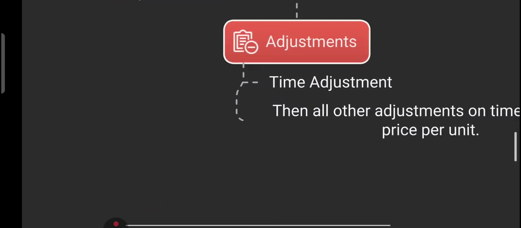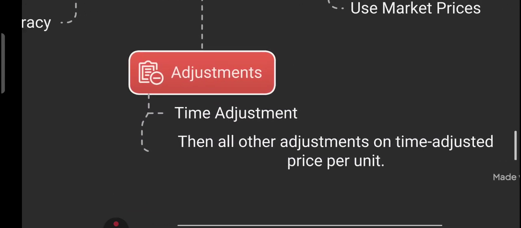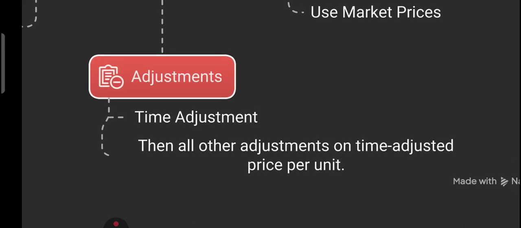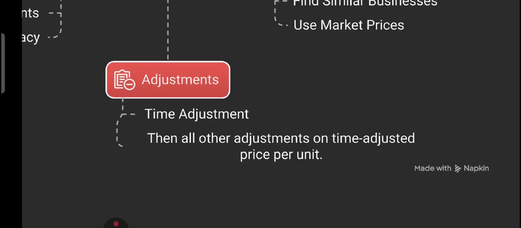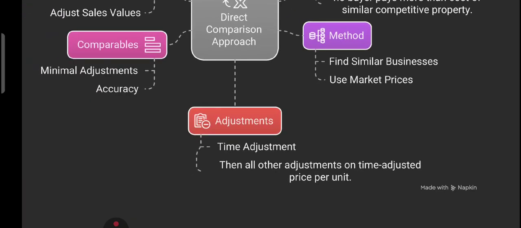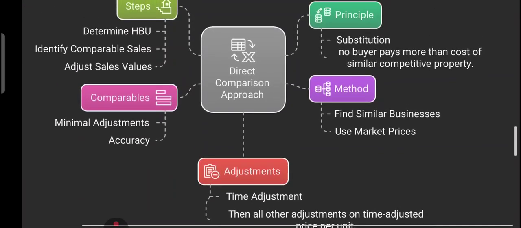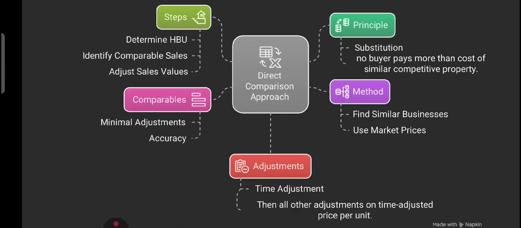And if you talk about the adjustment, what is the adjustment? First, perform a time adjustment, meaning aligning an old sale to the current value. Then apply any other necessary adjustment, but always adjust on a per unit basis. So in this valuation, the direct comparison approach reminds us that real world comparison, when done carefully, creates the clearest path to the true value.